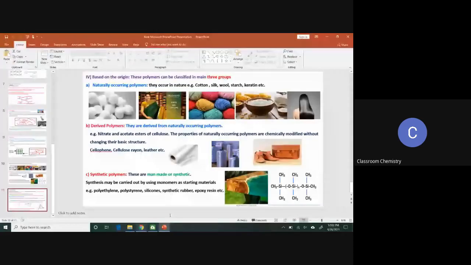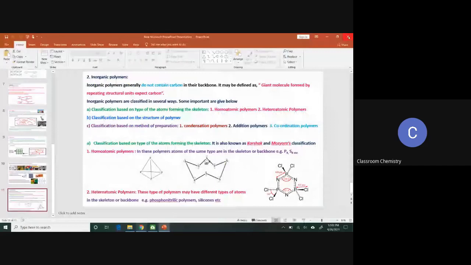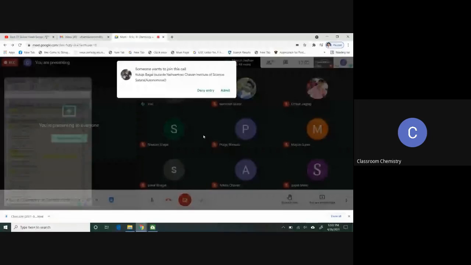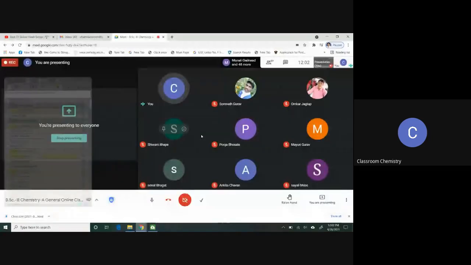Electricity is not here, and my battery is only 1%. So today we will stop here. Okay, we will meet in the next lecture to see the inorganic classification as well as the difference between organic and inorganic polymers. Okay, all of you understand? Yes, sir. So today we stop here. Okay, thank you.